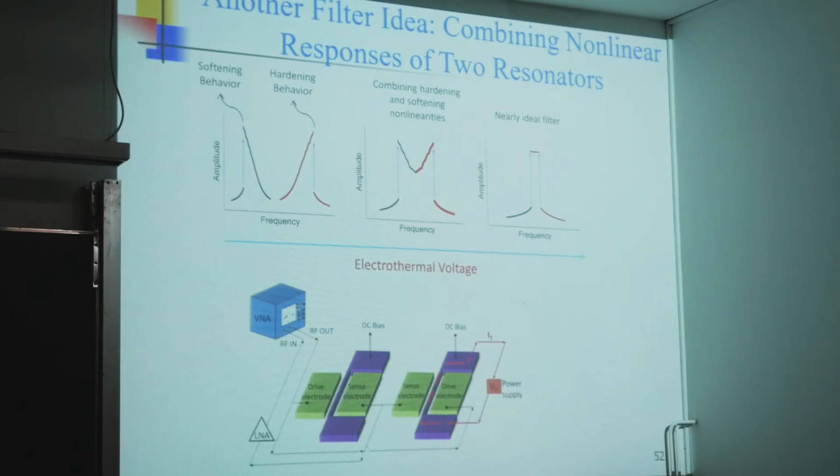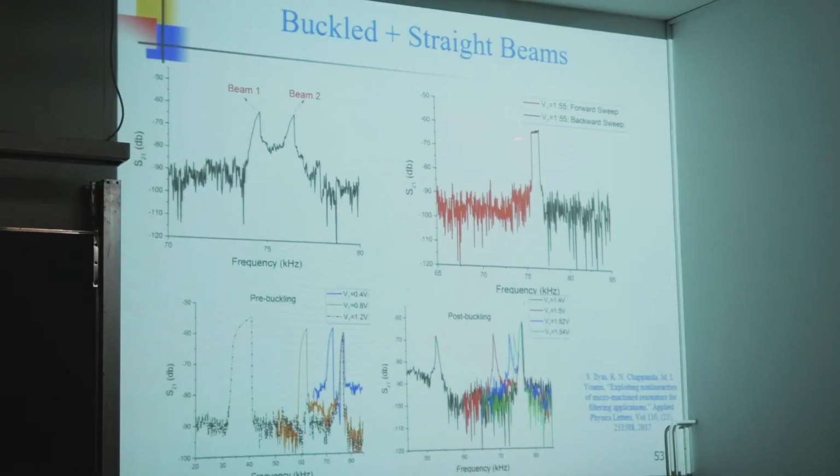You can have a beam, and essentially what we did, one beam we lift it to work at the hardening behavior, the other beam identical, we buckle it, and then we worked at the post-buckling behavior like an arch to get the softening behavior. And this is the hardening, this is the softening, and this is the collective, combined response showing almost ideal bandpass filter.